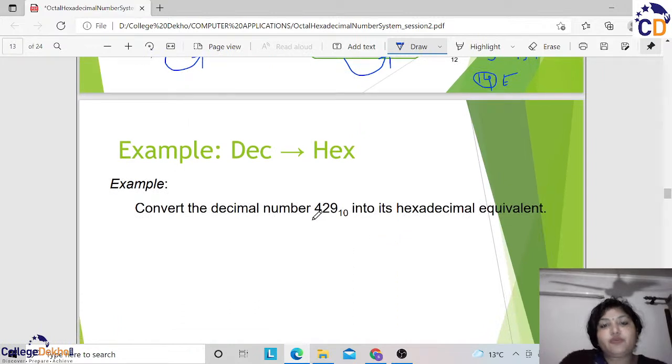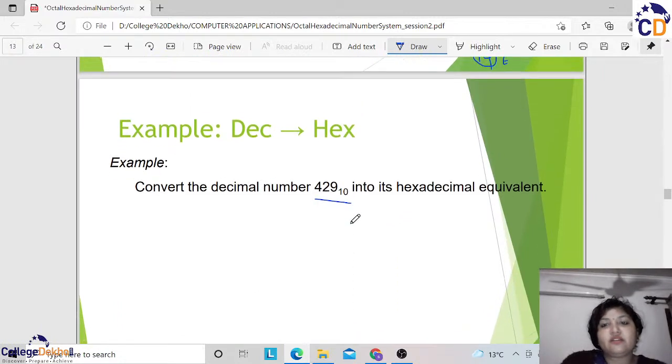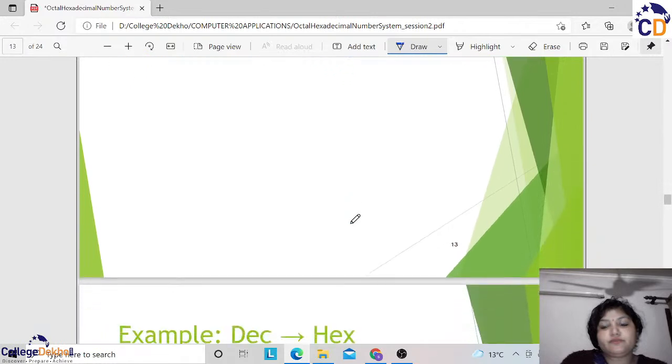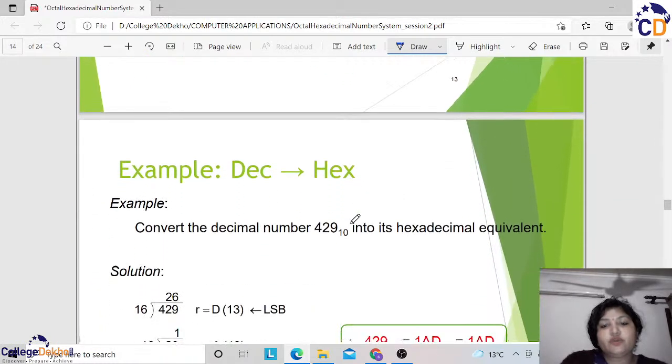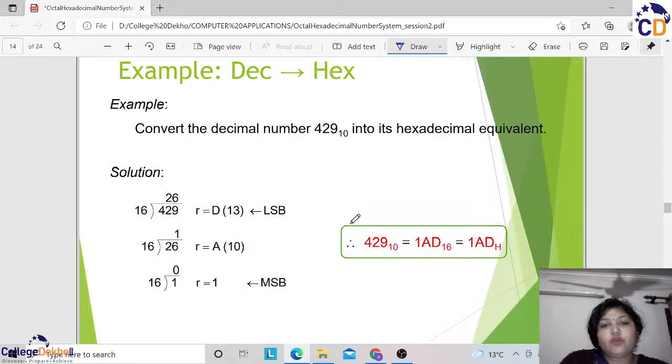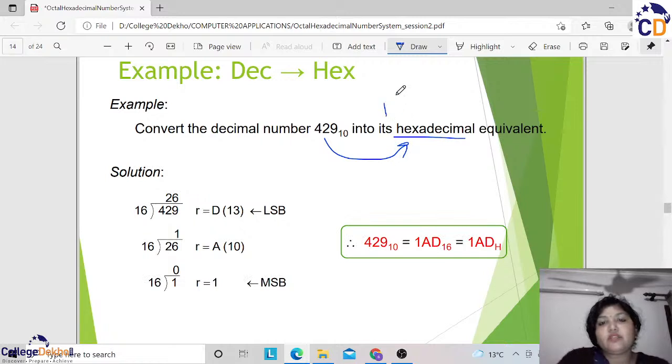So we have 429 here. Let us see the solution also, how it is going to convert it. So we know that this is a decimal number, needs to be converted into hexadecimal. Again, the base would be 16, and because a decimal number is converted into hexadecimal, that means we need to follow the process of division, right?